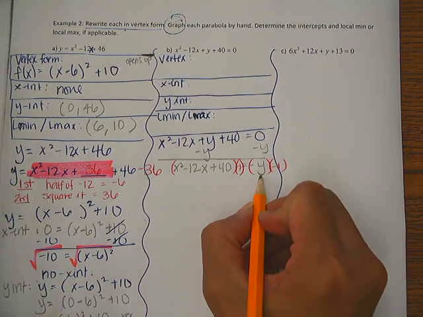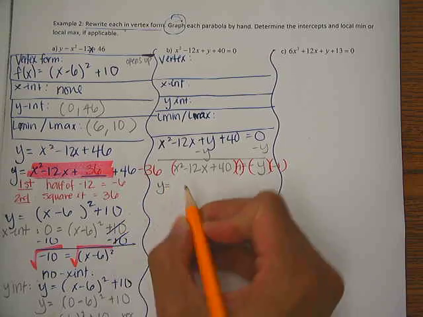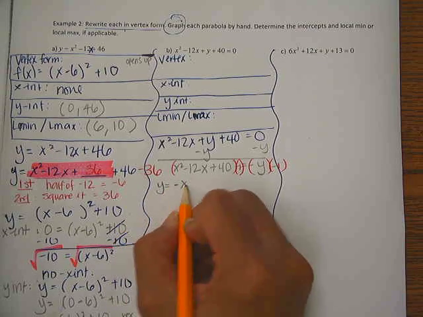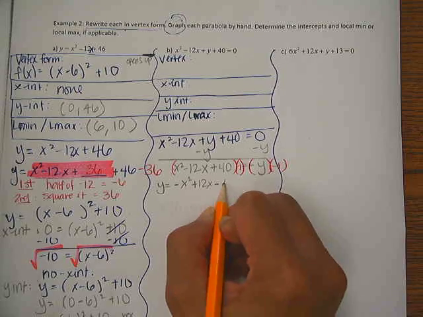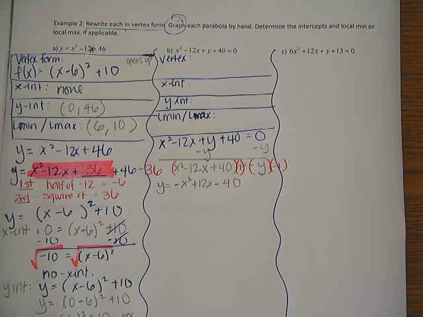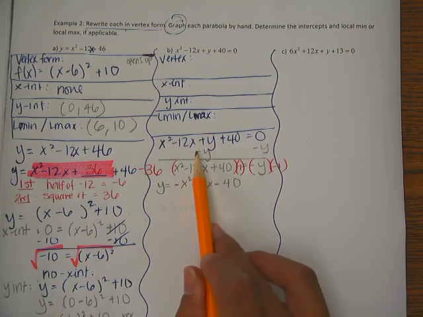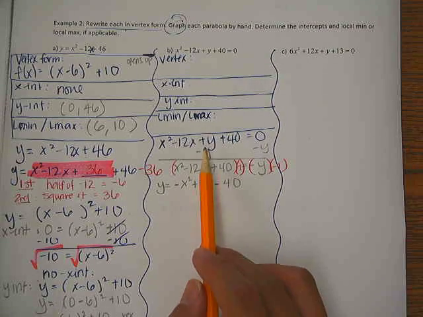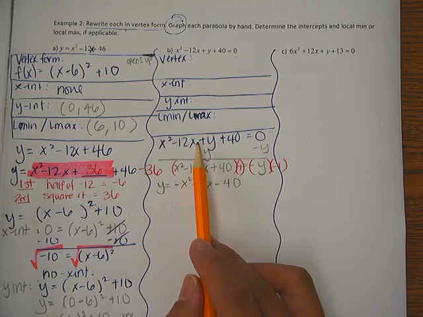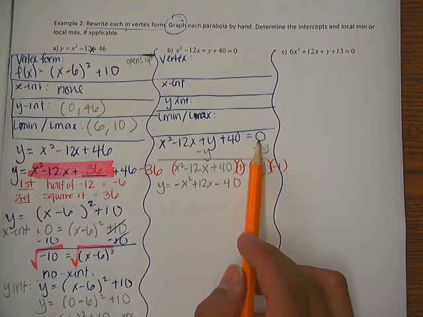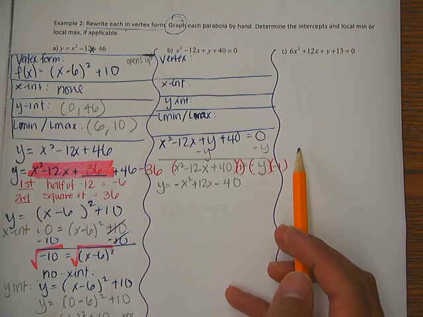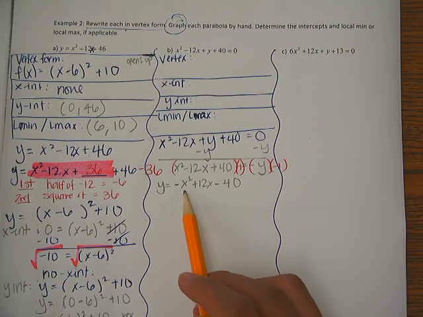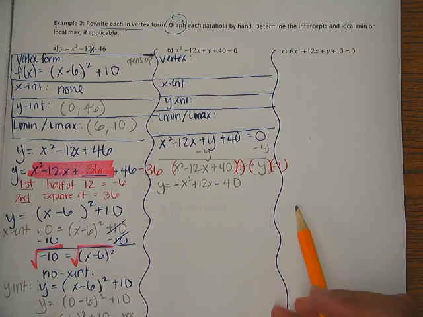So we are now going to have a positive y, which I'm going to write over here, equals negative x squared plus 12x, because you have to distribute this, minus 40. Okay. So that's just me solving for y, getting y by itself. Now, if you want to move this over here, and this over here, you can also do that. Either way, you would still have y equals negative x squared plus 12x minus 40.